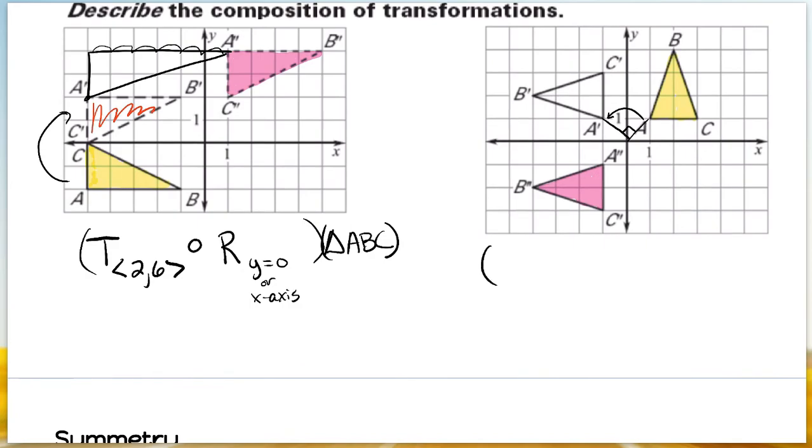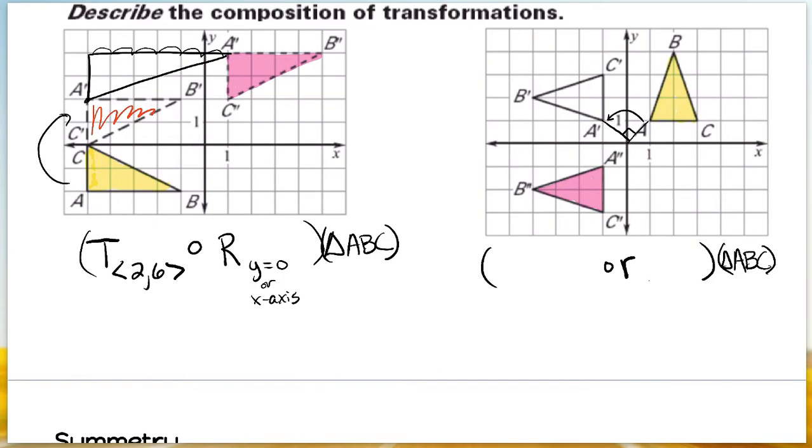So for my composition of triangle ABC, we are first rotating, and we're rotating about the origin, and I believe we're using a lowercase r for rotation, and we are going to be rotating 90 degrees about the origin. And the origin is like the default, and so they may not tell you that that is your center of rotation. And if they don't, you use the origin as your center of rotation.